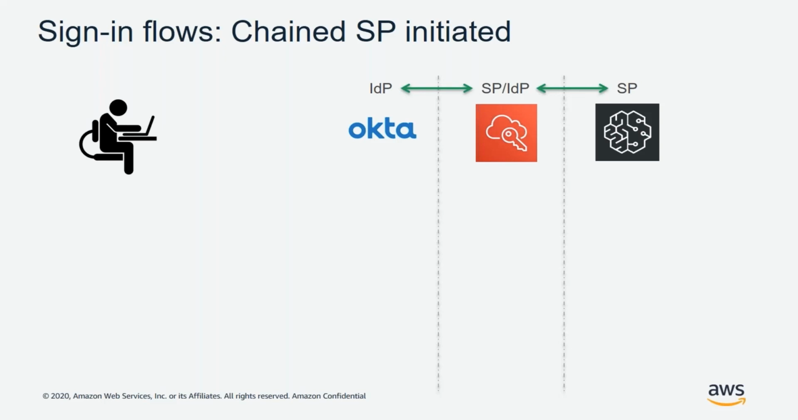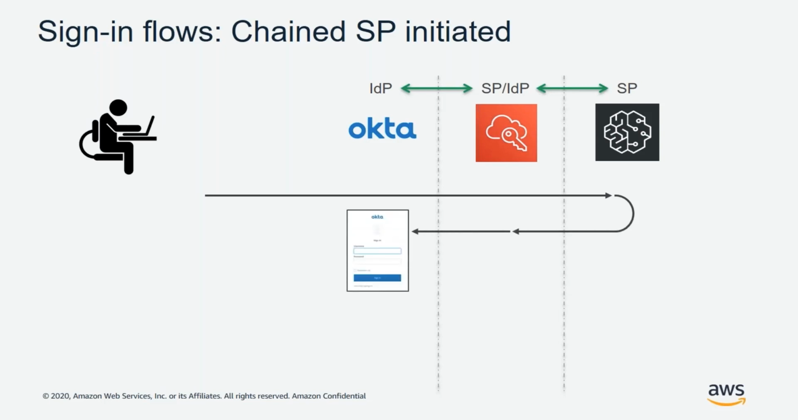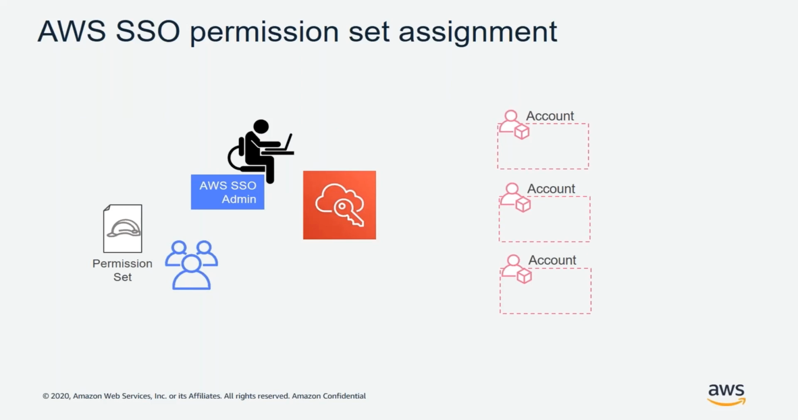In this case, the user navigates the browser to the application. Detecting that the user hasn't signed in, the application redirects the user to AWS SSO. Detecting that the user hasn't signed in there, AWS SSO then redirects the user a second time to the IDP. After authenticating, the IDP sends the user back to AWS SSO, which in turn sends the user back to the application. Thanks, Yuri.